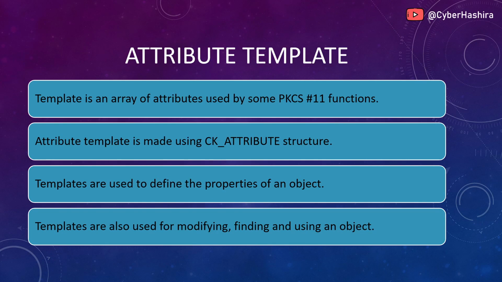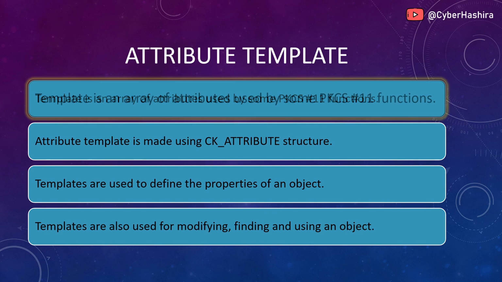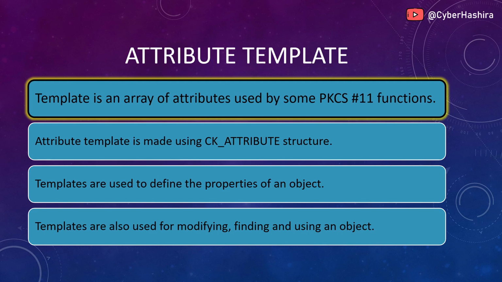Now I'm going to talk about an important topic in PKCS 11 called attribute templates. If you are going to use a hardware token, then at some point you would have to use a template. You should have a good understanding on how to use these templates. So what are templates? An attribute template is simply an array of attributes. These templates are passed as an input into a PKCS 11 function. I'll talk more about those functions later in this video.